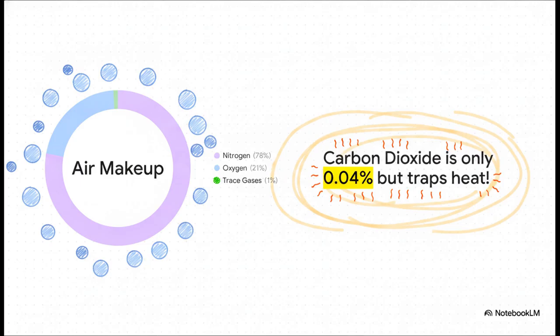Now, here is the absolutely crucial takeaway. Carbon dioxide makes up only about 0.04% of our air. It's a tiny, tiny fraction. But it is absolutely critical for trapping heat. Without that tiny fraction, we wouldn't have a warm, habitable planet at all.